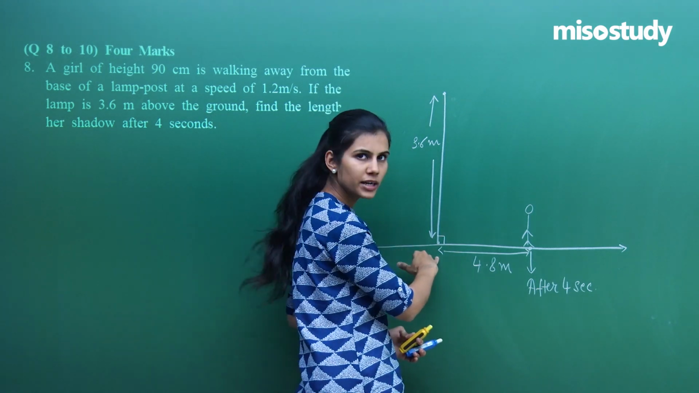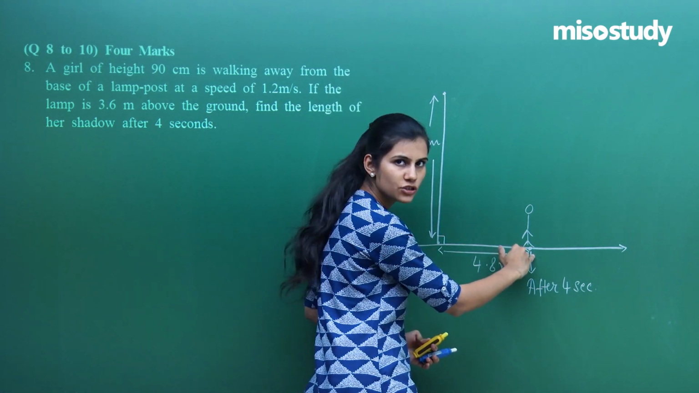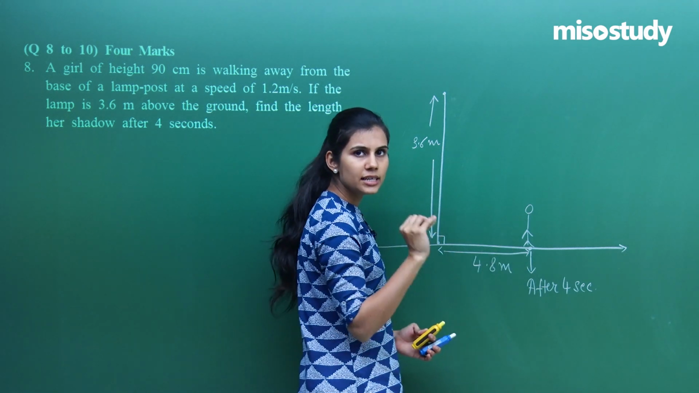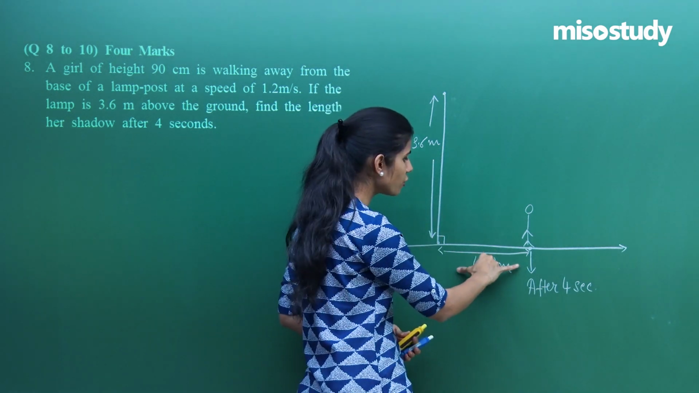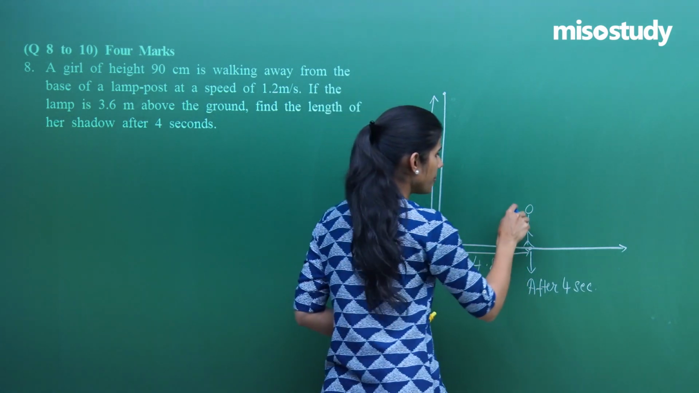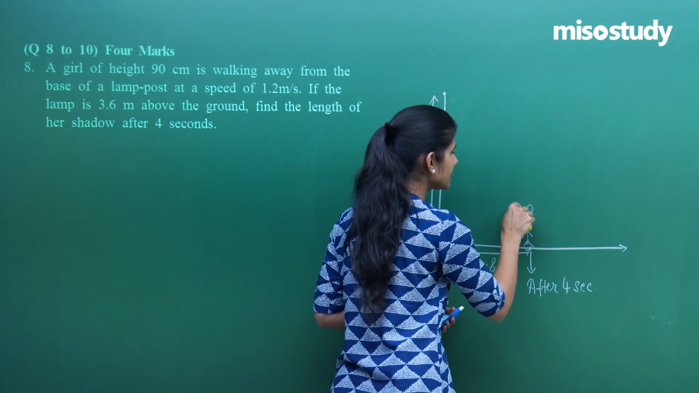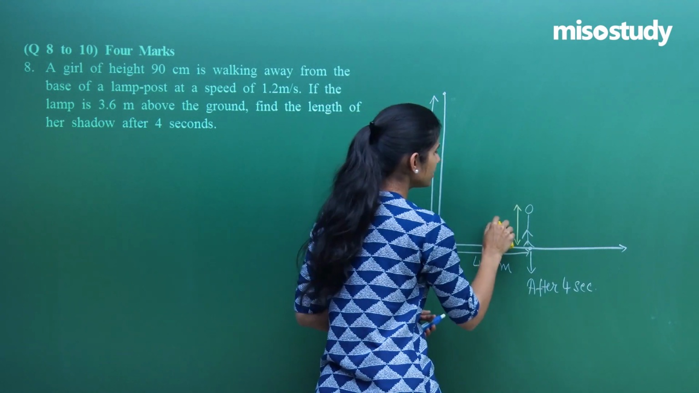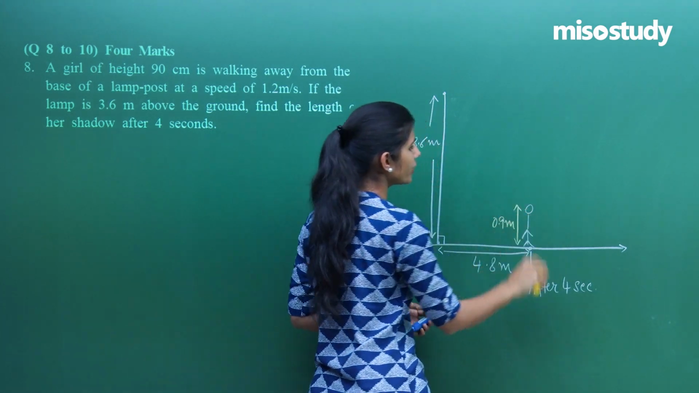It starts walking from here. After 4 seconds, it reaches over here. If per second it is covering 1.2 meters, that means in 4 seconds it has covered 4.8 meters. So this distance is 4.8. The height of the girl is given to you as 90 centimeters. Everything is in meters, so I will convert it into meters as 0.9 meters.